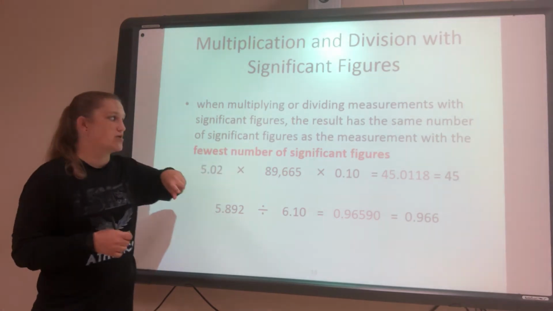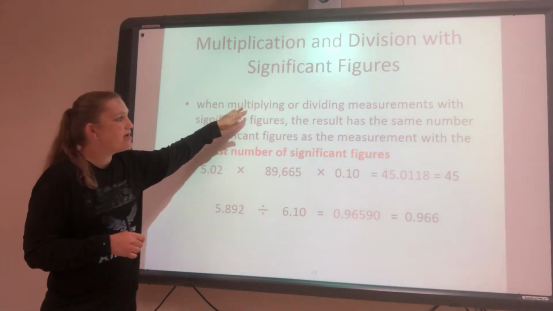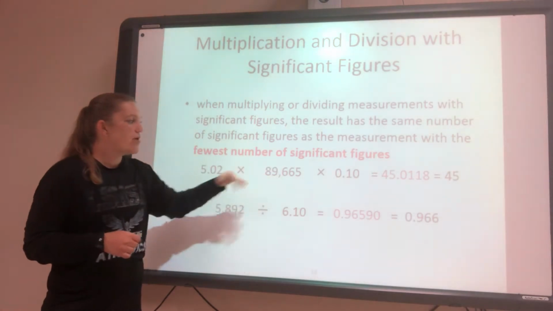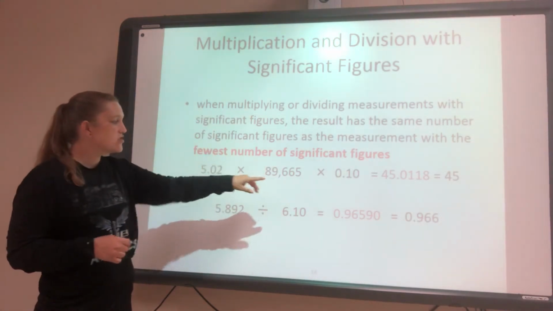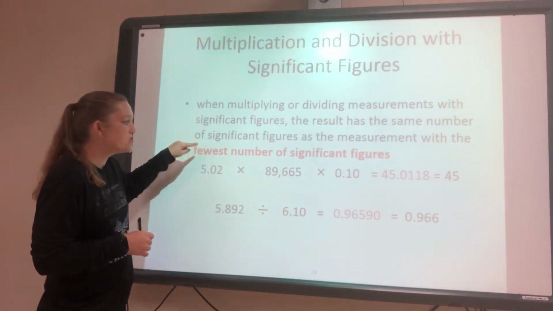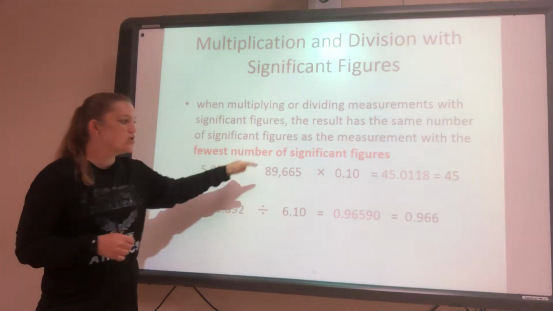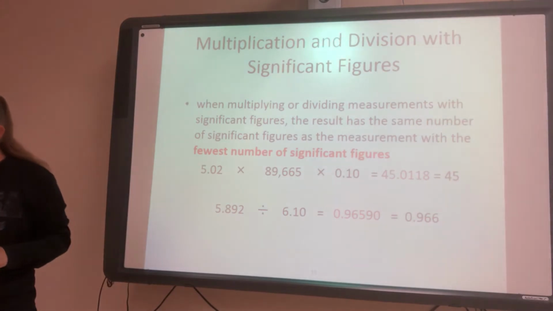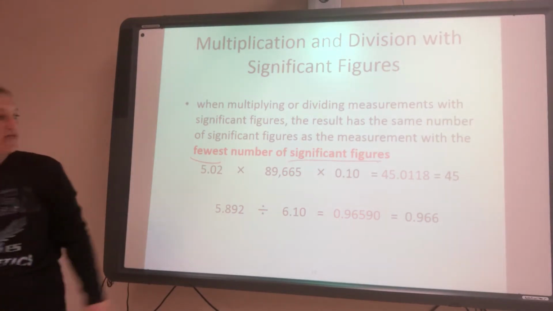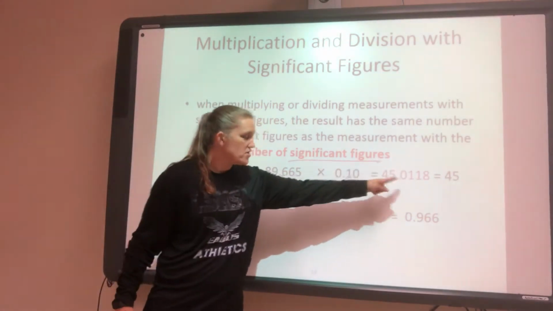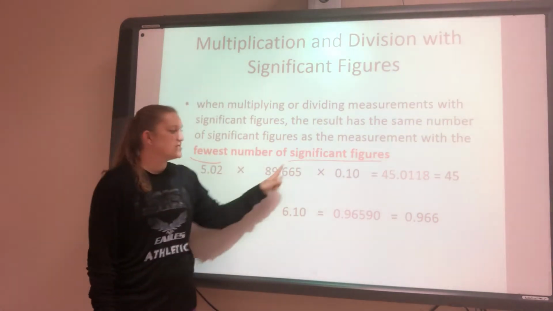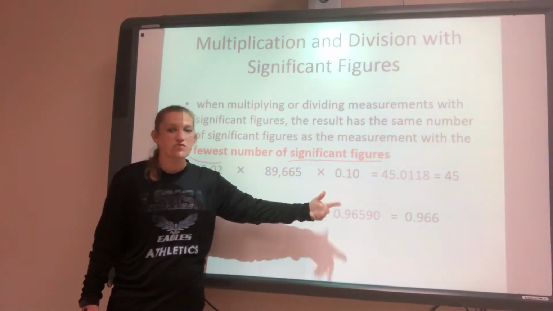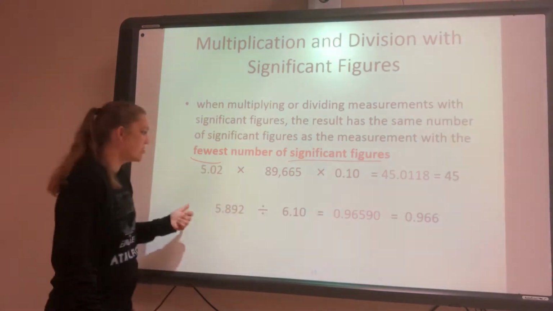about addition and subtraction. So if I'm doing multiplying or dividing in my math, then the answer is going to be based on the fewest number of sig figs in the numbers I used. So fewest number of sig figs. To figure out how many sig figs my final answer should be rounded to, I have to know how many sig figs each one of these has. So that's where the rules that we just did in the previous session come into play.